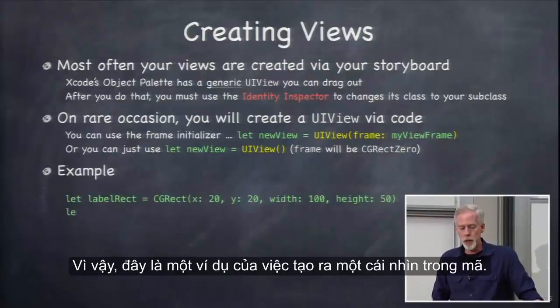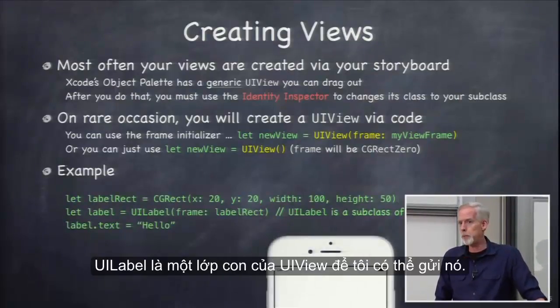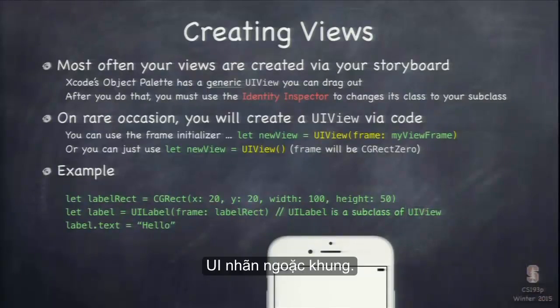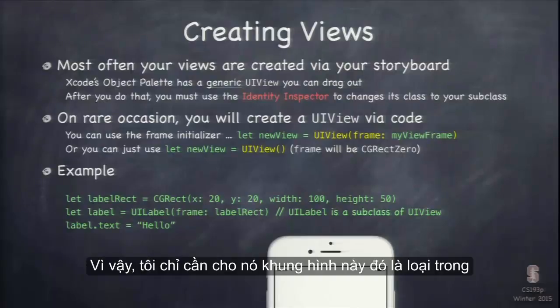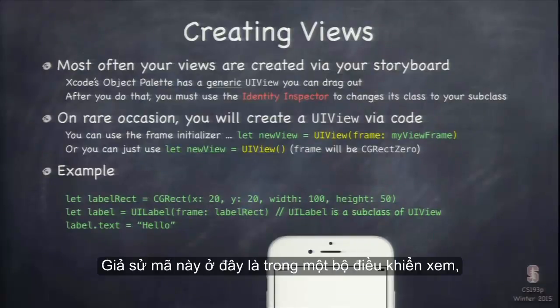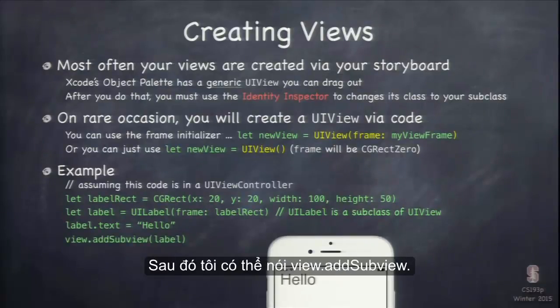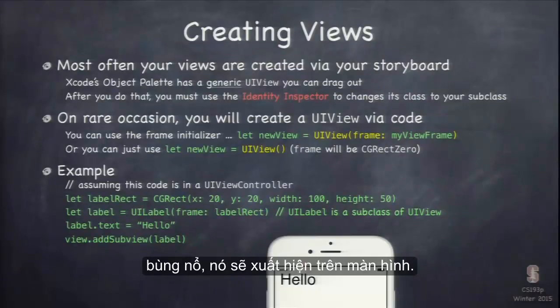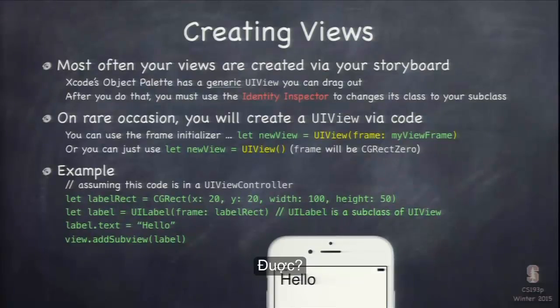So here's an example of creating a view in code. I'm going to use UILabel. A UILabel is a subclass of UIView, so I can send it UILabel(frame:). So I just give it this frame, which is kind of in the upper left. Notice I've created this view, but it's not on screen yet. Assuming this code here is in a view controller, I could then say view.addSubview, because remember, view is a property in my view controller, which is that top level view. And I can say addSubview of the label, and boom, it'll appear on screen. At 20, 20, width 100, height 50.